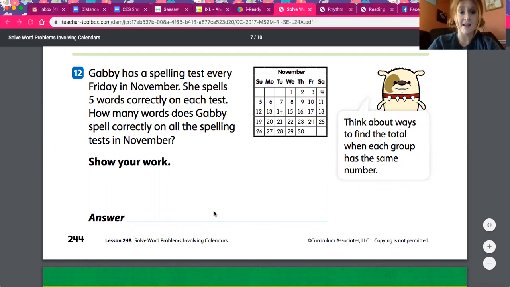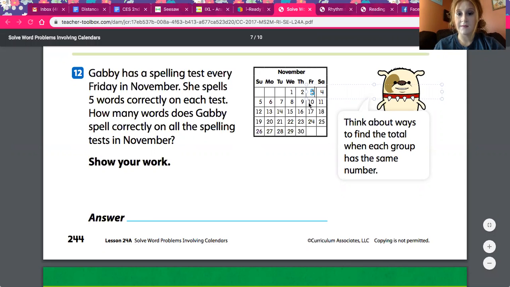Let's look at the bottom. Gabby has a spelling test every Friday in November. She spells 5 words correctly on each test. So how many words does Gabby spell correctly on all the spelling tests in November? Let's look at all the Fridays in November first, okay? Here's our calendar. The first Friday is the 3rd, so we're going to write 5 on it.